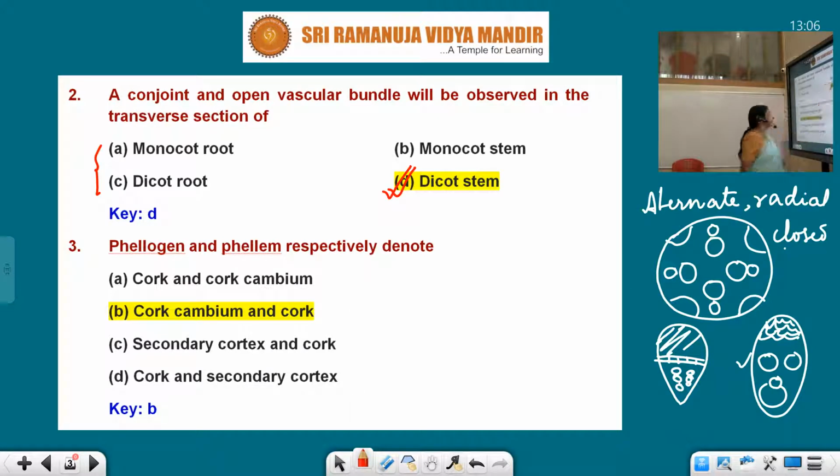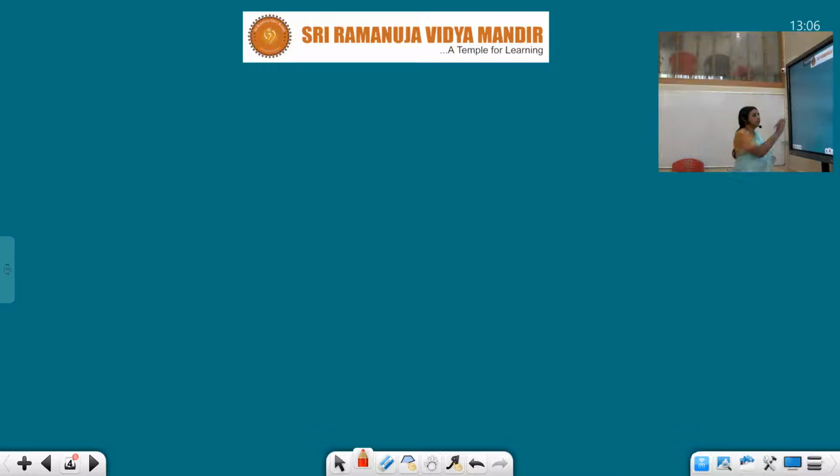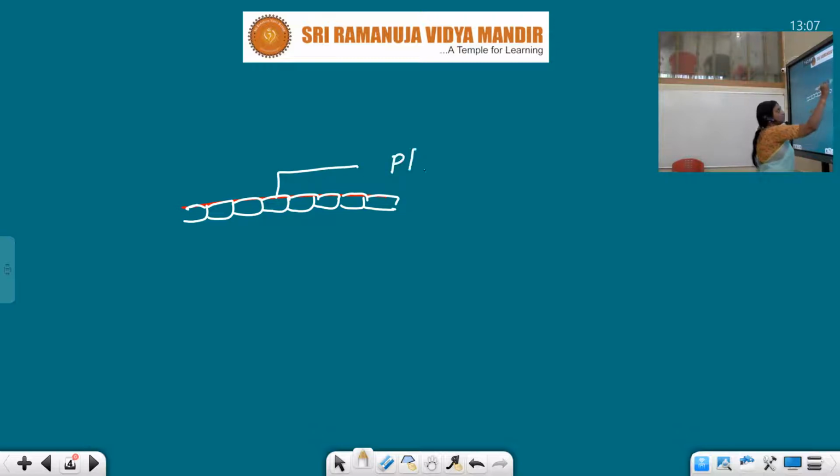Phellogen and phellem respectively denote... What is phellogen and phellem? Phellogen is the layer which is formed. This part is called the epidermis, but after secondary growth, what happens? Secondary xylem and secondary phloem are forming. This formation leads to the rupture of the epidermis. And at the place of the epidermis, what is formed? Phelloderm is formed. So this is called phelloderm.